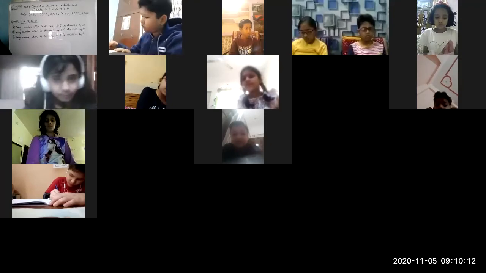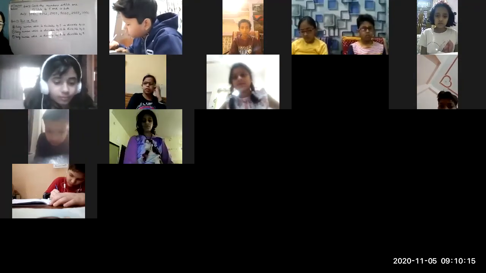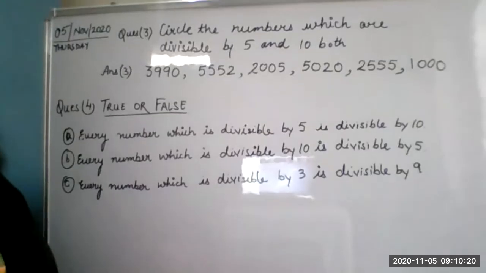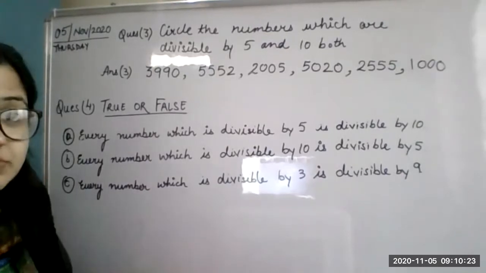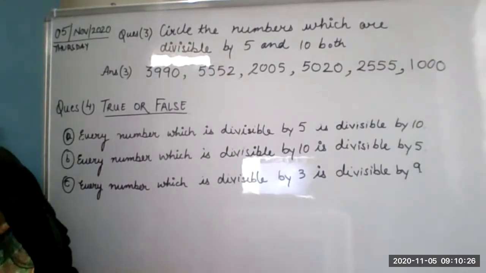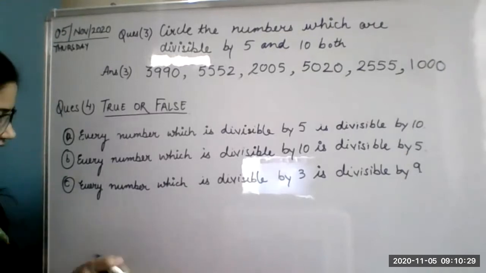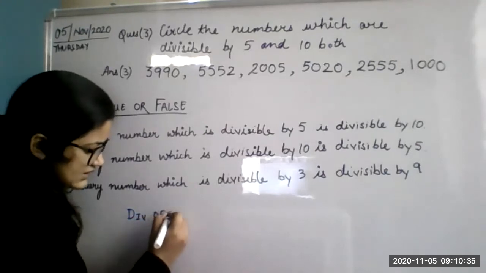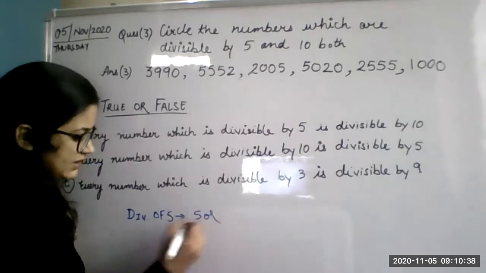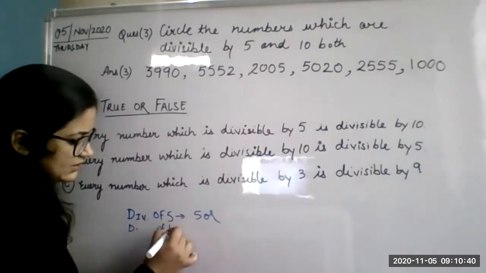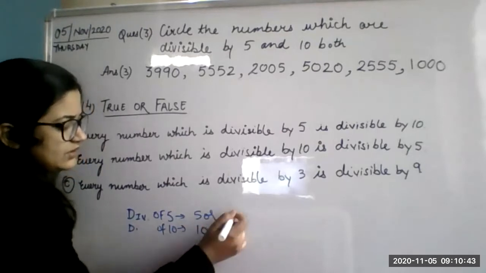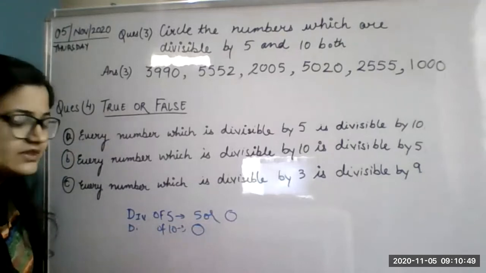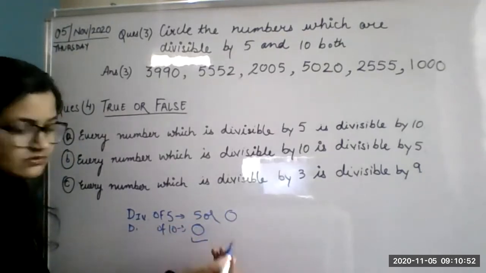Look here, everyone, I'm going to tell you the answers now. Everyone, just pay attention over here instead of doing your work. See, circle the numbers which are divisible by 5 and 10 both. For divisibility of 5 and divisibility of 10, I'm writing here just as a number. Divisibility of 5, you know, is last digit should be 5 or 0. And divisibility of 10 is last digit should be 0. This is the divisibility. That means if it is divisible by 10, last digit will be 0.